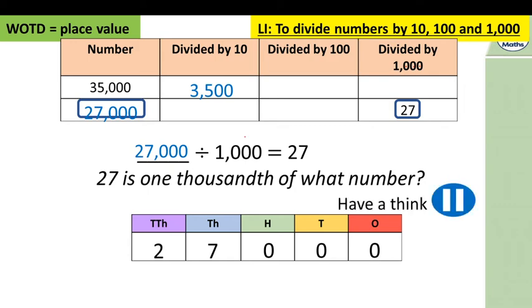So let's have a look at what we get. Hopefully those are the answers that you got. If not, maybe just have a pause and see where you might have made a couple of mistakes and think about your place value columns and how many you move to the left or the right if you're dividing or timesing.